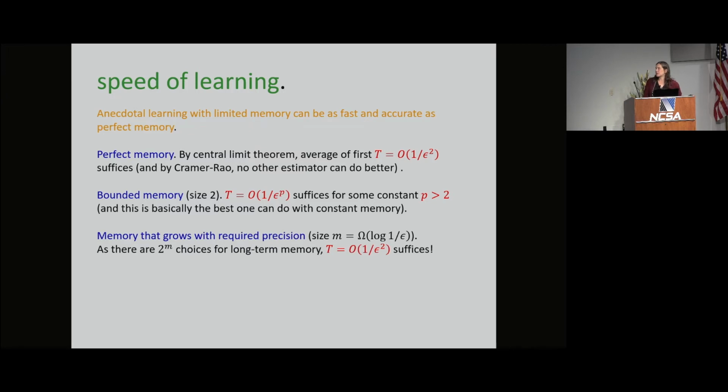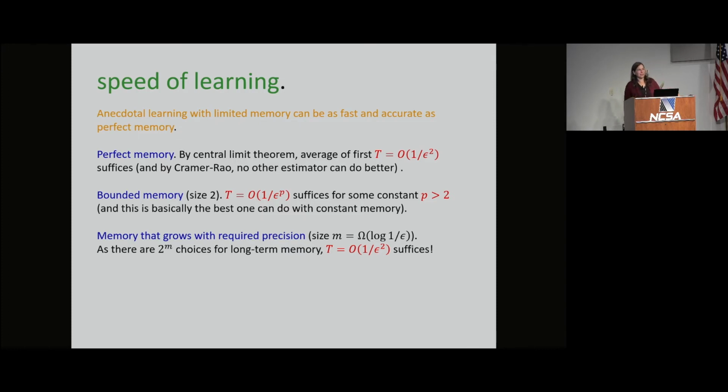And what we show is that if you have sufficient memory, something like logarithmic in 1 over epsilon, then you can learn as quickly as somebody with perfect memory. So I guess this is kind of an answer to Kamesh that you really wanted me to take averages and I refused to, but I'm not losing anything by refusing to take averages so long as I have sufficient memory.